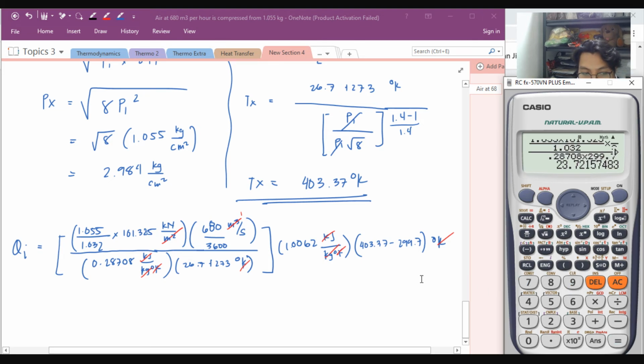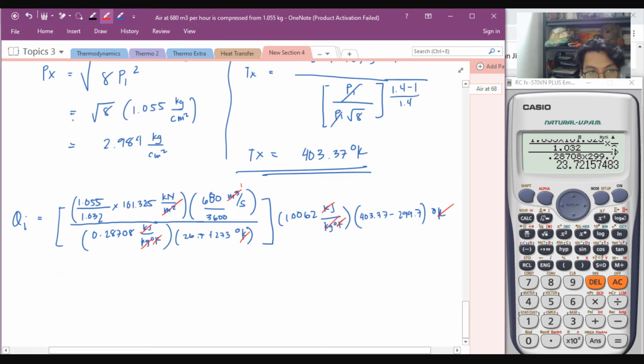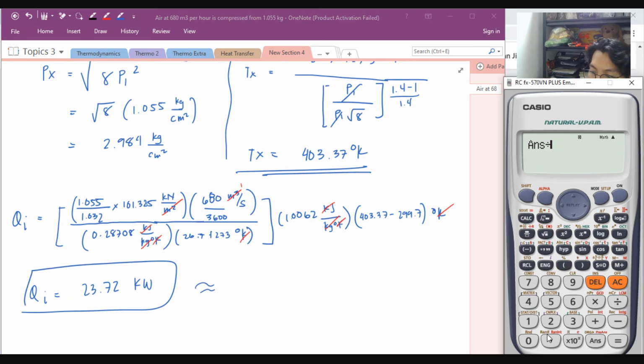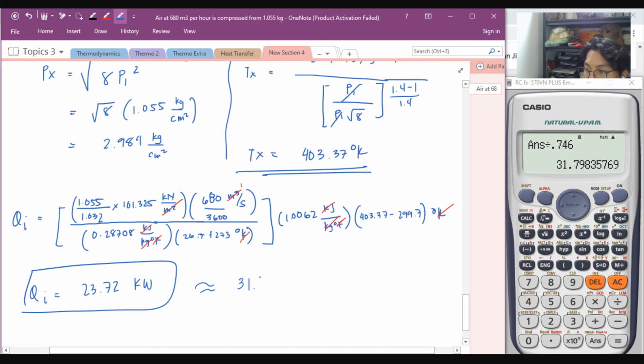So, answer is ilan? Kilowatts. So, Q of intercooler, that is 23.72 kilowatts. Approximately, divide na lang natin ng 0.746. The answer is 31.798, approximately 31.8 HP. Yan.